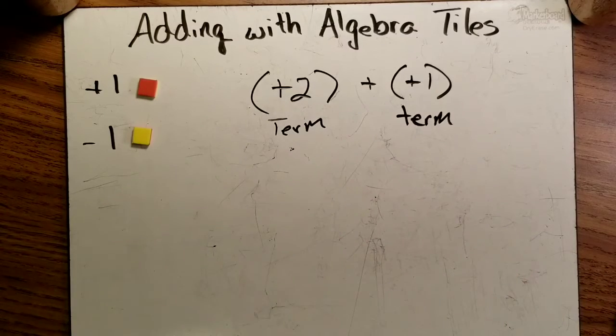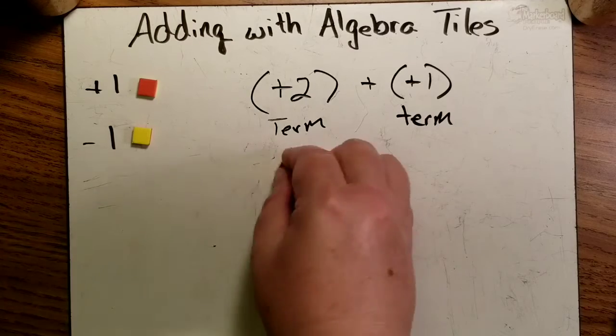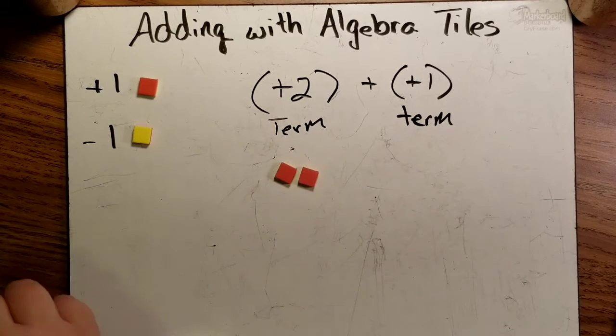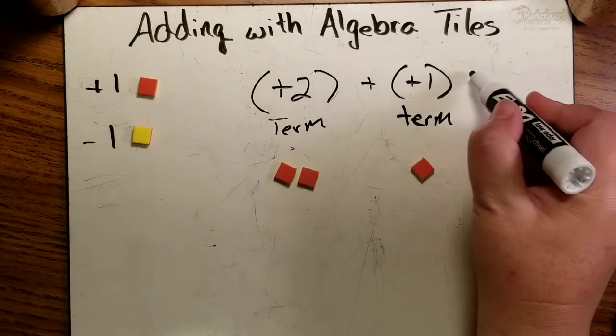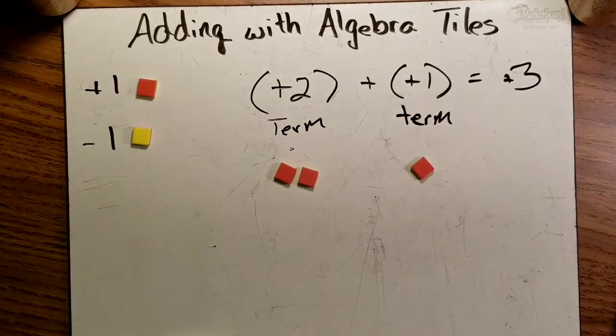So here we have two positives. We've got our two oranges, and here we have one positive, and we put them together. It's going to equal 3 positives.